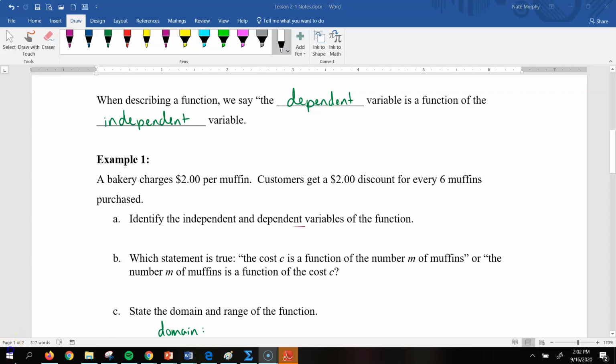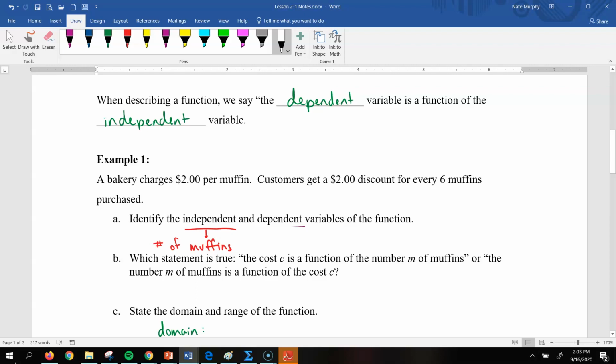So we got a couple of things going on there. A bakery charges $2 per muffin, and they get a discount of $2 for every 6 muffins they purchase. So we want to figure out what are our variables. So let's start with the independent variable. So the independent variable is basically what is going to happen no matter what. Sometimes you just have to put yourself in the shoes of the story problem. So you're going to walk into this bakery, and what are you going to do? You're going to order some muffins. And so you get to decide how many muffins you get. You could get 1 muffin, you could get 12 muffins. You can get as many muffins as you want. So the independent variable is going to be the number of muffins, because that does not depend on anything.